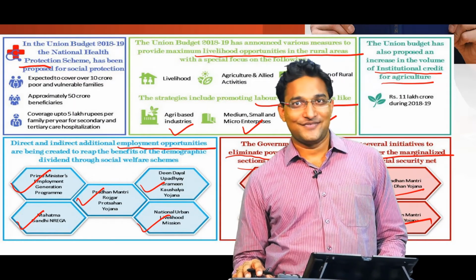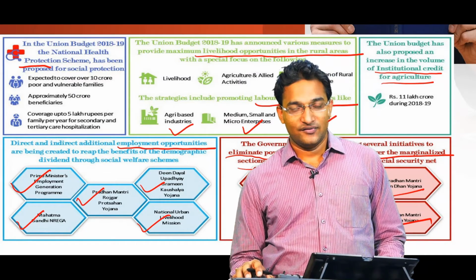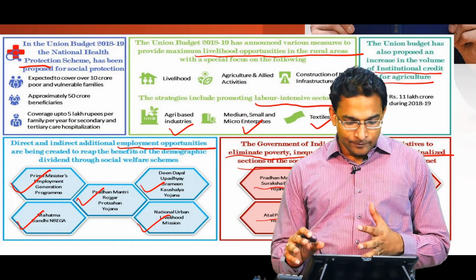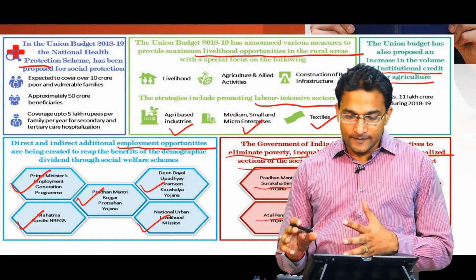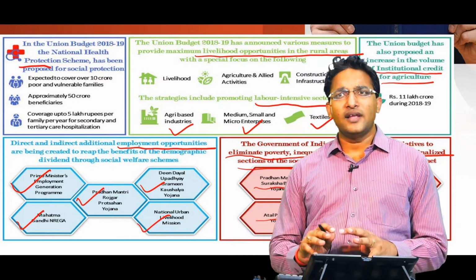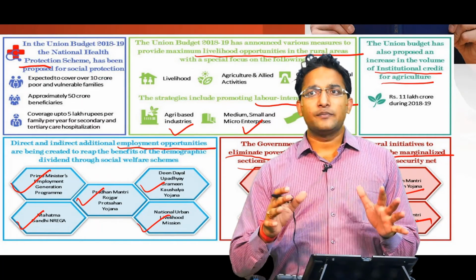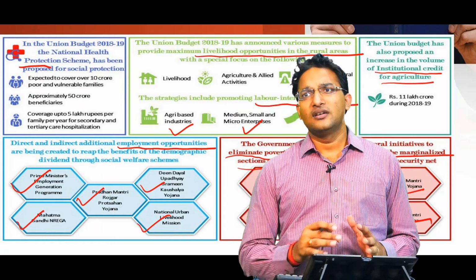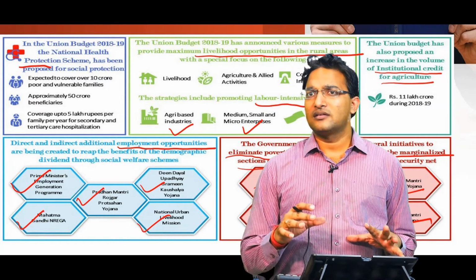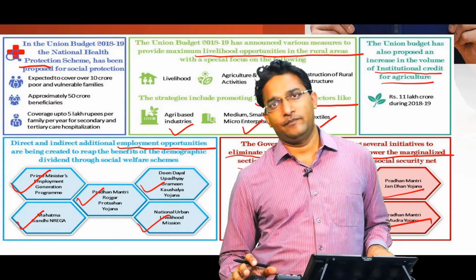So there are a host of schemes, right? When you are writing the answer, take care of the perspectives. Here, for example, you can see the livelihood opportunity for the rural areas, the employment opportunities, the elimination of poverty and inequality, and institutional credit to agriculture. So there are dimensions, and under each of these dimensions there are government schemes. So please take care of this: don't write the name of a scheme directly. Write the perspective or the broad heading, and then under that please write the government scheme name.